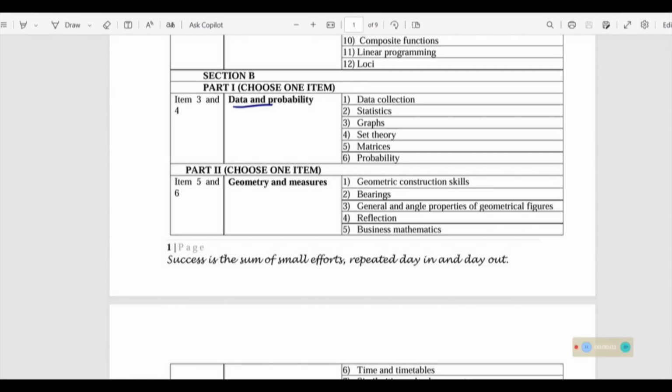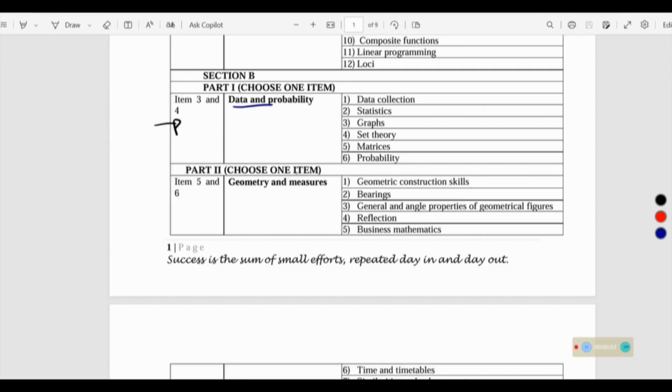Let us now talk about section B. Section B will be consisting of 2 parts, as we have earlier seen, and from each part you are only choosing one item. So section B, part 1, will be giving you 2 items, that is item 3 and item 4. Then the area of construct will be data and probability. Then the topics that will be under that will be data collection, statistics, graphs, set theory, matrices, probability. So from these areas here, you will be expecting to have item 3 and item 4. And remember, you only pick only one item from this part.